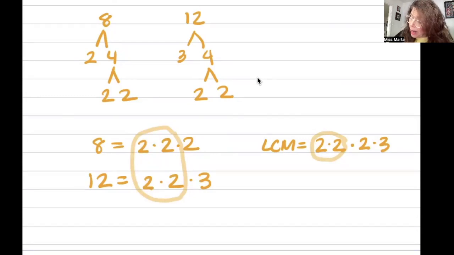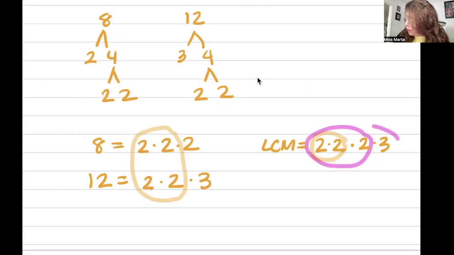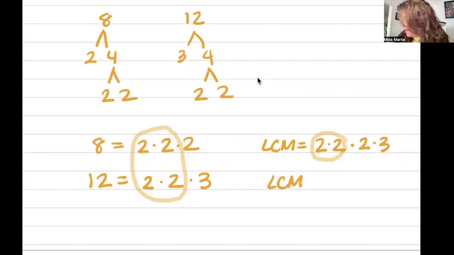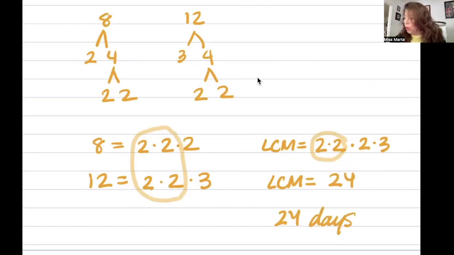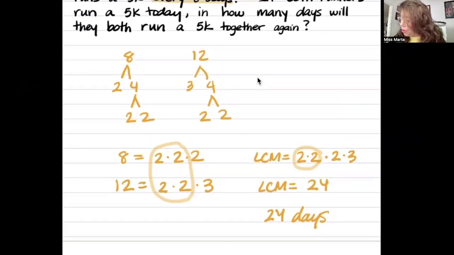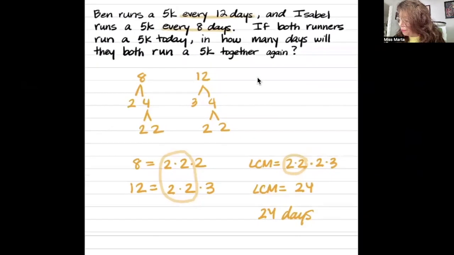Remember, again, I can look at this as being 8 right here, and 12 is this. And there in the center, you see that 4 is the common factor. All right. So what is 2 times 2 times 2 times 3? Well, that means that the LCM is 24. So we have 24 days. That is how many days it will take for them to run the 5K together again.